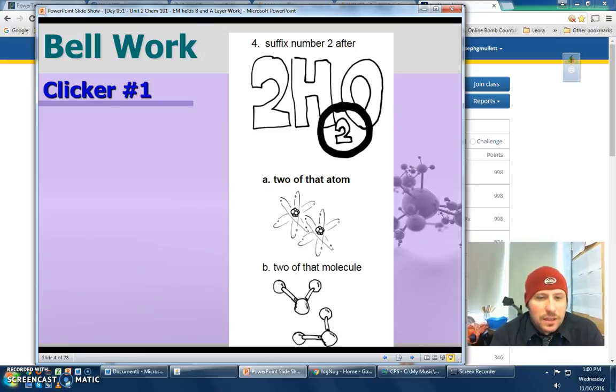All right, you guys hopefully figured out your best answer there. Looking at it, hopefully most of you noticed that the 2 in the front here is the coefficient for the whole compound. So this is saying 2 water molecules. So this 2 right down here is actually in reference to the letter in front of it, the H, which would indicate 2 of that atom. So hopefully you got A as the correct answer. All right, let's go to another question.